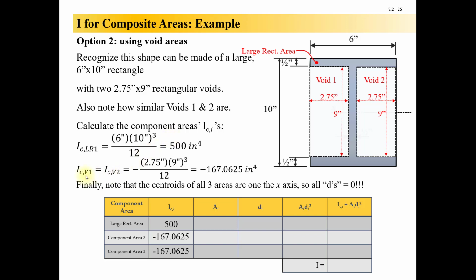So my void areas are going to be minus BH cubed over 12, or minus 2.75 times 9 inches cubed over 12, and that gives me minus 167.0625 for each one. So again, I don't need the rest of my table really, because all my D's are 0, which makes all of my AD squared terms 0. So my summation is the same as this column over here. I just do 500 minus 167.0625 times 2, and I get 166 inches to the fourth, which was the same answer that we had with the other option.